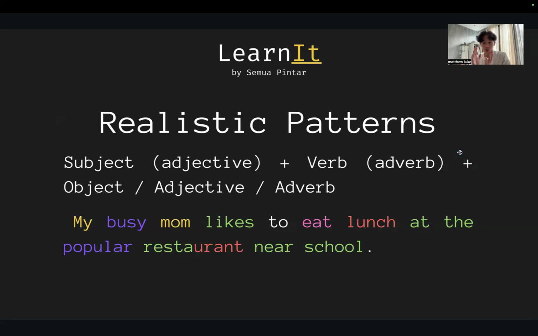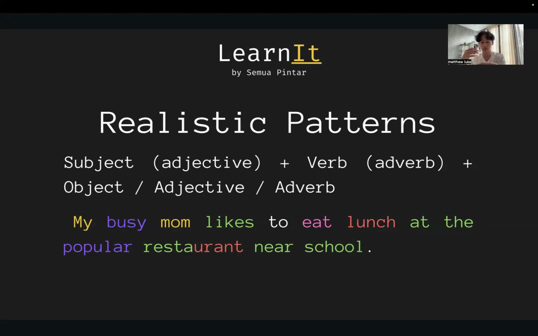So if we look at the more realistic sentence, we can see that there are a lot of adjectives added on. So let's just break it down again. Yellow over here is the subject. Green is acting as the adverb. Pink is acting as the verb again. Red is acting as the object. And purple is acting as the adjectives, right?